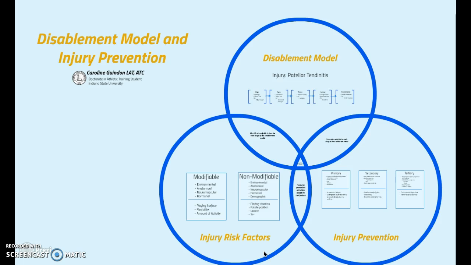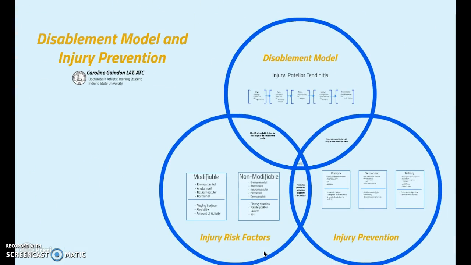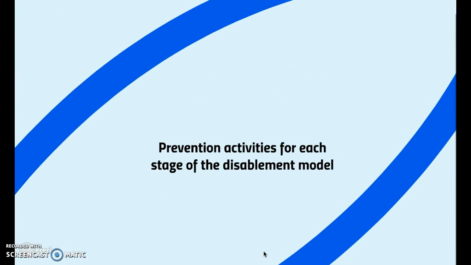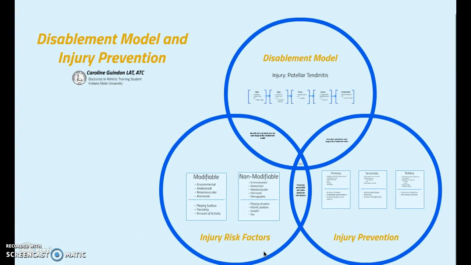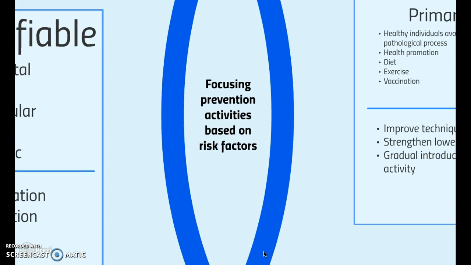When we look at combining the disablement model with injury risk factors, we are able to identify risk factors for each stage of the disablement model. Looking at the disablement model and injury prevention, combining these helps us implement prevention activities for each stage of the disablement model. And then with injury risk factors and injury prevention, combining these two allows us to focus our prevention activities based on the risk factors.